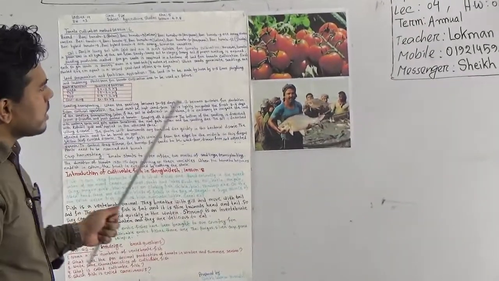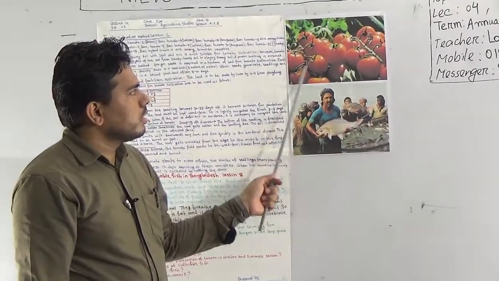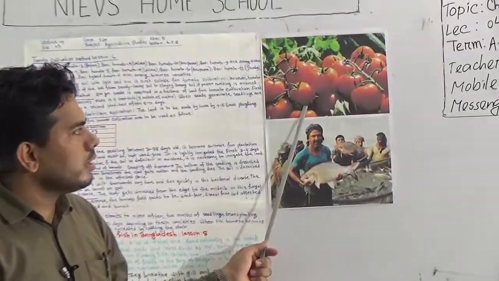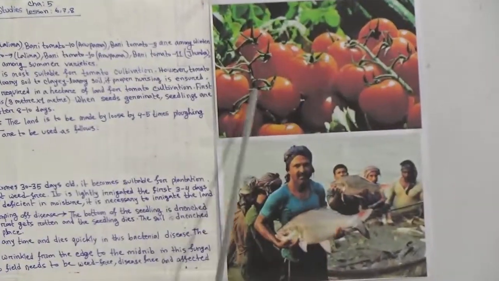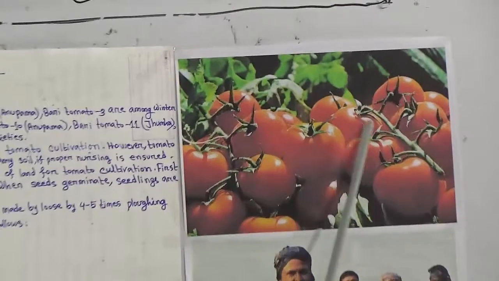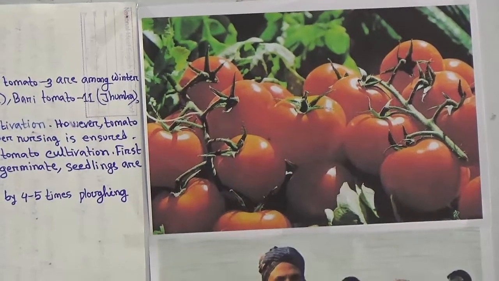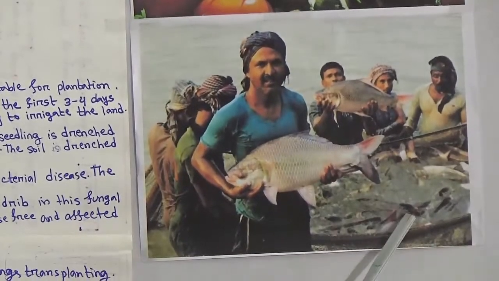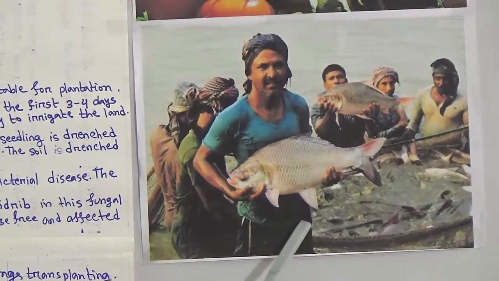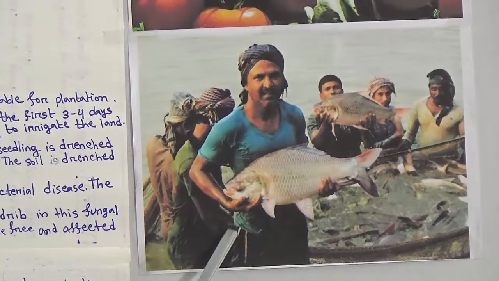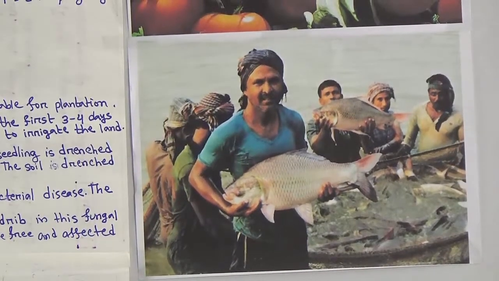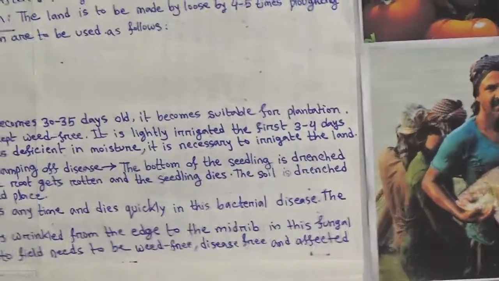Before going to our main lesson, you can have a look here. Can you see the picture? These are tomato. This is tomato cultivation in a field. In our second picture, we can see some people are catching fish from a farm. It is also fish cultivation. So let's start. Tomato cultivation method, lesson 6.